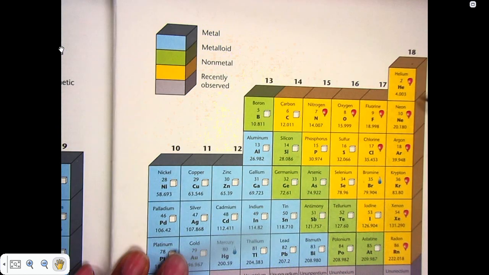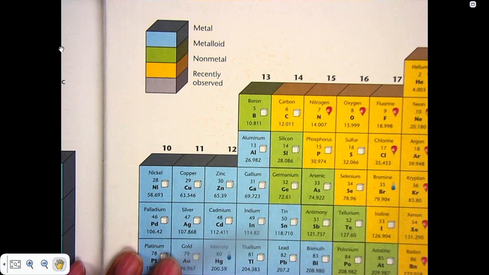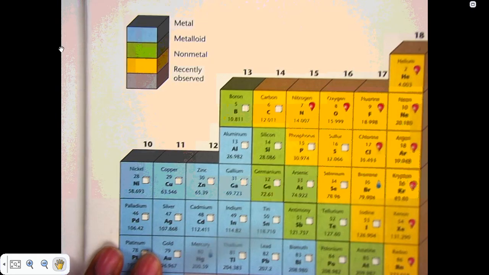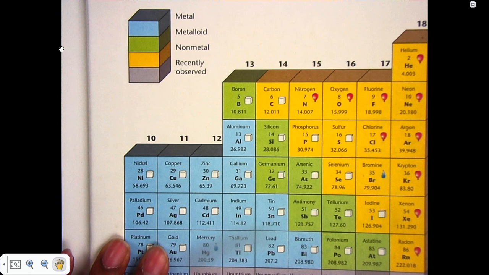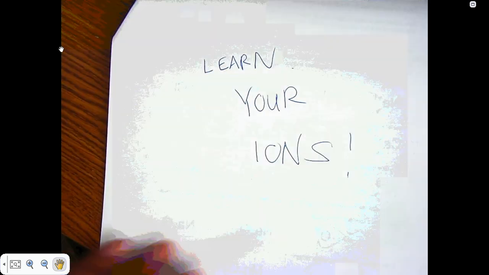And then your noble gases, you don't have to worry about these guys forming any ionic compounds or any kind of complex compounds because they generally are inert and they don't usually react that often. So let's go ahead and get right into it. That was your basic chemistry recap, but all in all, you do need to learn your ions. Those are some basic entry stuff that we talk about.